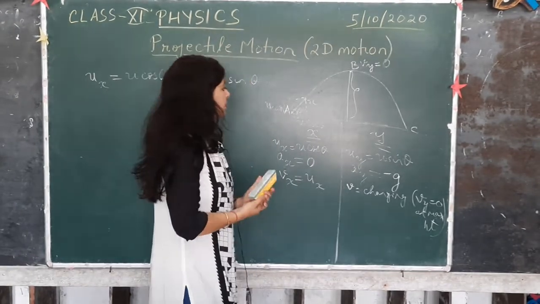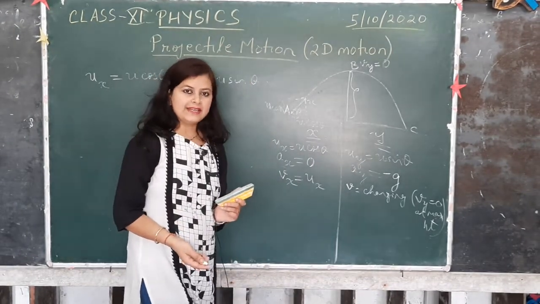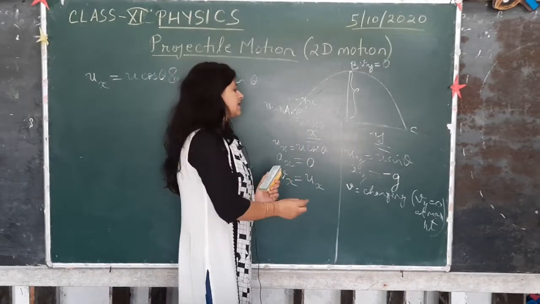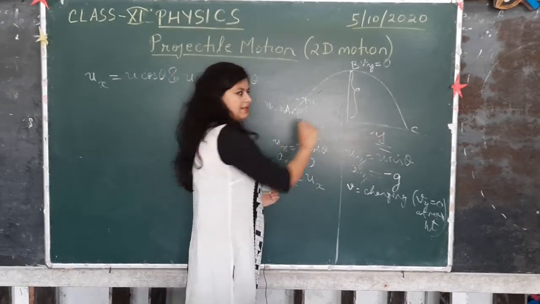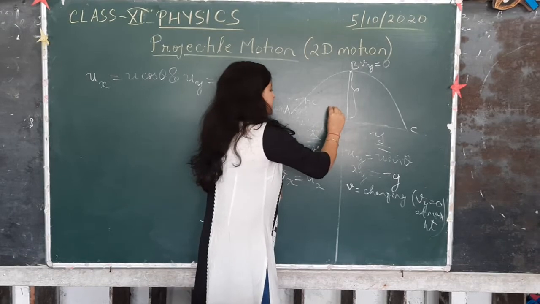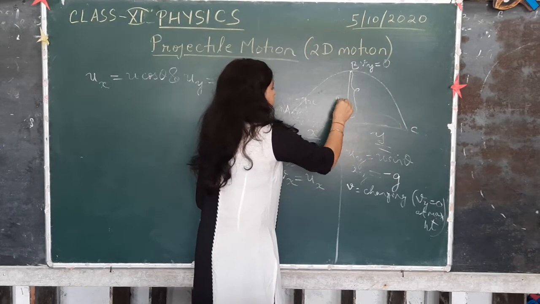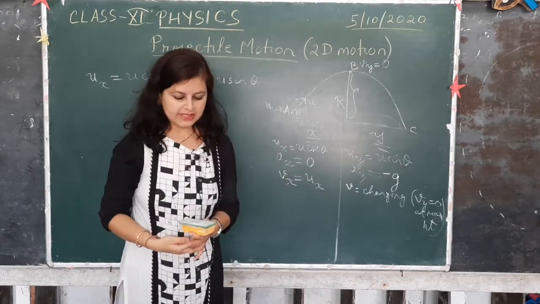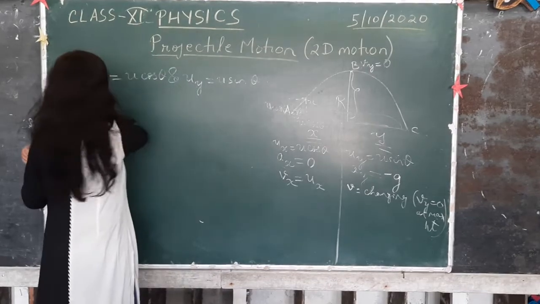And lastly, we will also find out the range. Range means how much distance does it cover along the horizontal direction. That means displacement from A to C is called the range. So we are going to derive these 3 terms now very quickly.